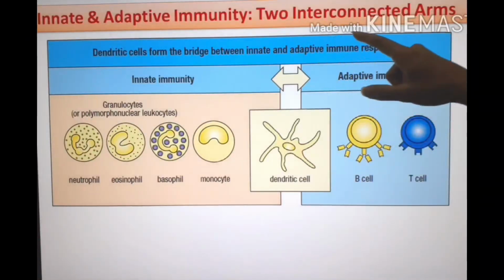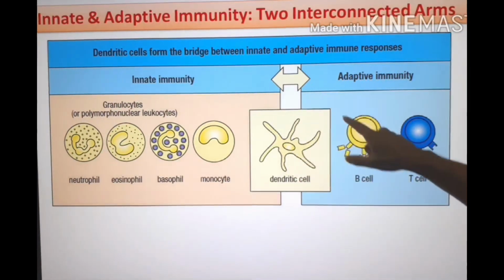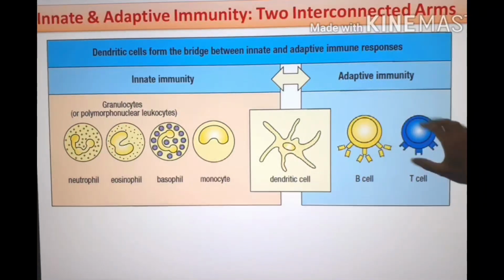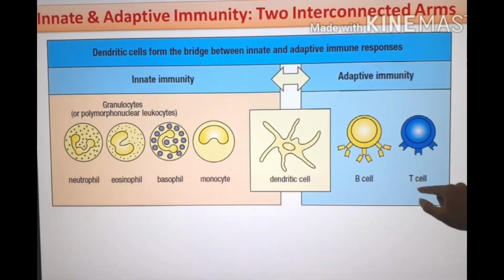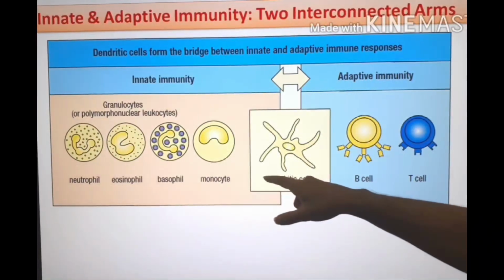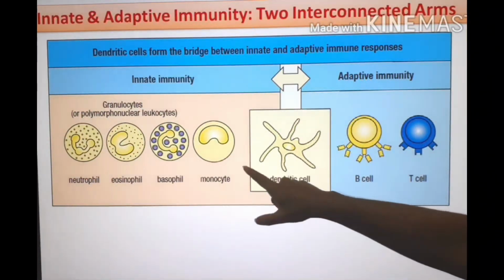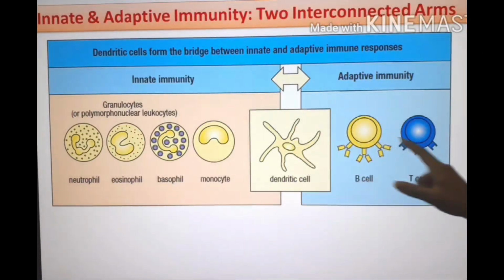Innate and adaptive immunity are two interconnected arms, bridged by dendritic cells. You can see here adaptive immunity cells like B cell and T cell, and innate immunity cells like neutrophil, eosinophil, basophil, monocyte and macrophage. But dendritic cells actually bridge these two immunities, innate and adaptive.